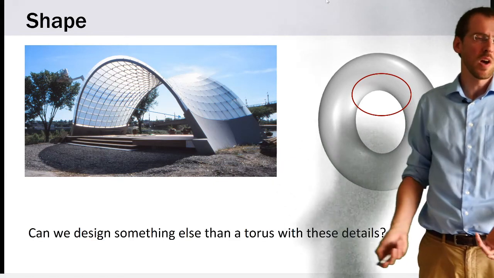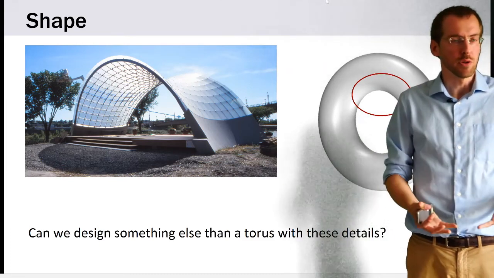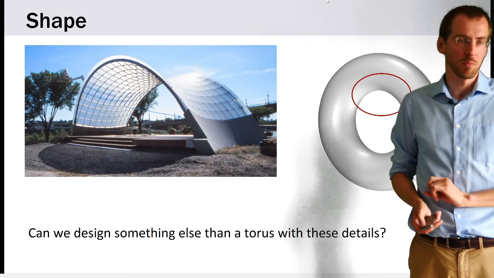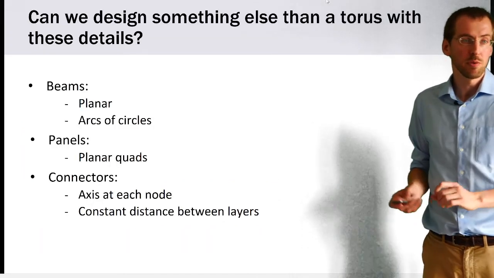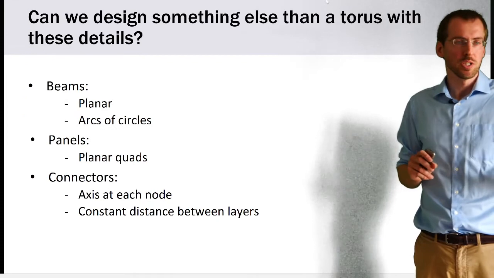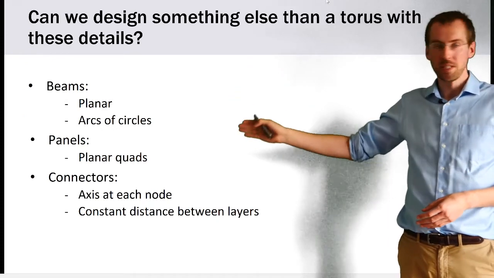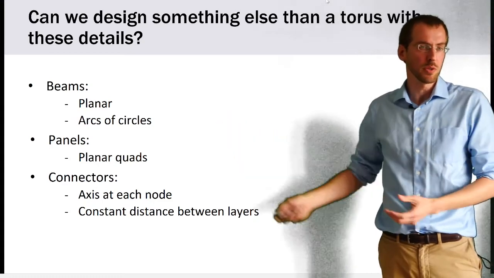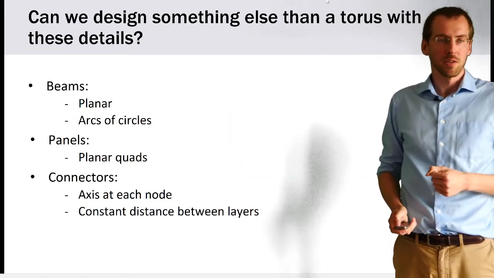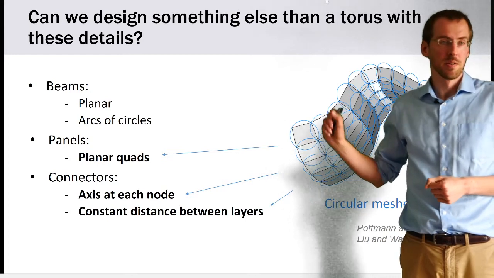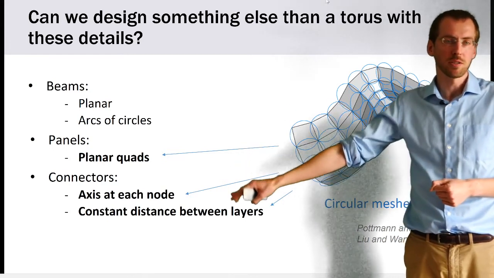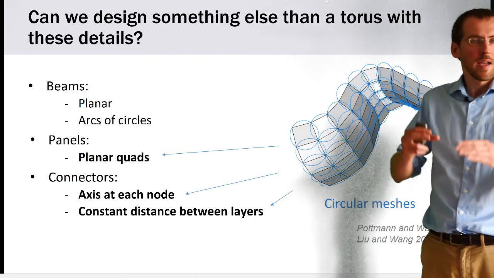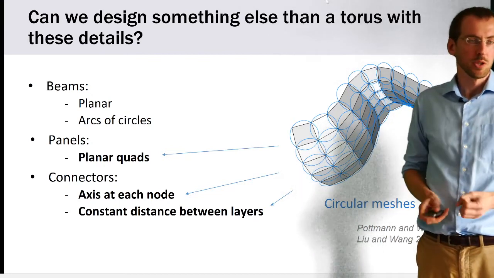So this shape is nicely suited for this project, but might not be appropriate for other ones. So we might wonder, can we design another shape than a torus while still keeping the same fabrication properties? And to do this, we'll turn to discrete differential geometry. If we look at all the properties we are interested in, the fabrication properties we want, on beams, panels, and connectors, we can actually get all the ones on quadrangles, on panels and connectors using the so-called circular meshes, meshes in which each face is inscribed in a circle.